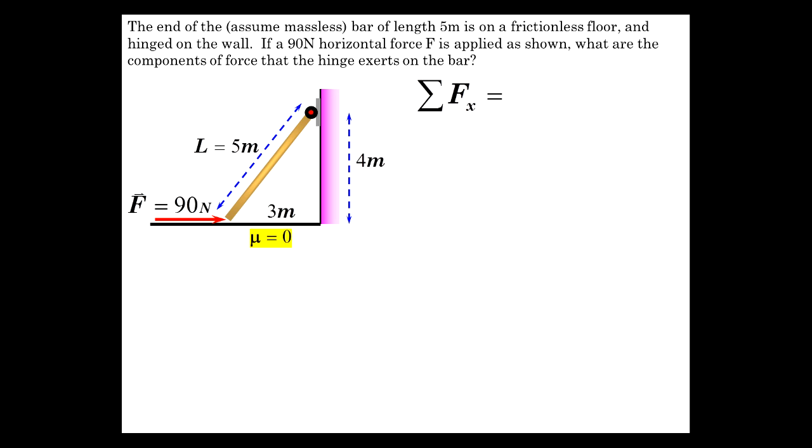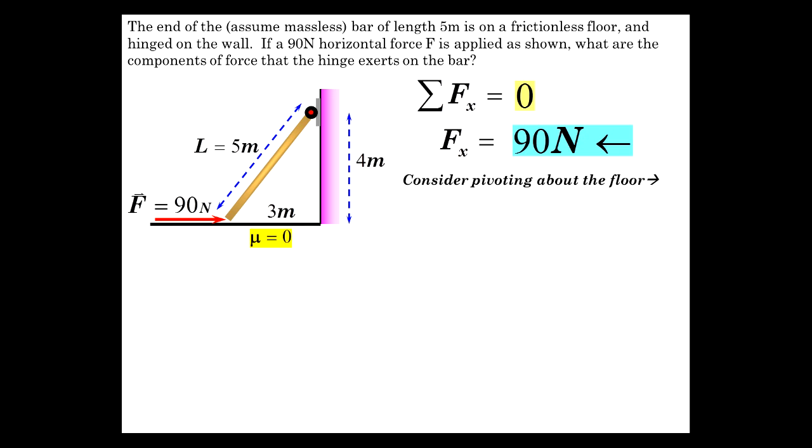Well, the sum of the forces in the x direction is 0, obviously. So the force in the x direction of the pivot on the bar is just going to have to compensate for the 90 newtons here. So it has to push backward with 90 newtons. So there it is.